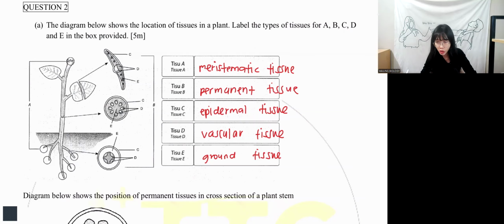Lateral meristem is a tissue, but lateral meristem is only at the side. The diagram here is the apical meristem. Lateral meristem is under the same category as meristematic tissue. Why is E a ground tissue again? Because it's pith and cortex. Pith is the one inside, called pith, yeah? Cortex is the outer layer. When you see pith and cortex, they are ground tissue.